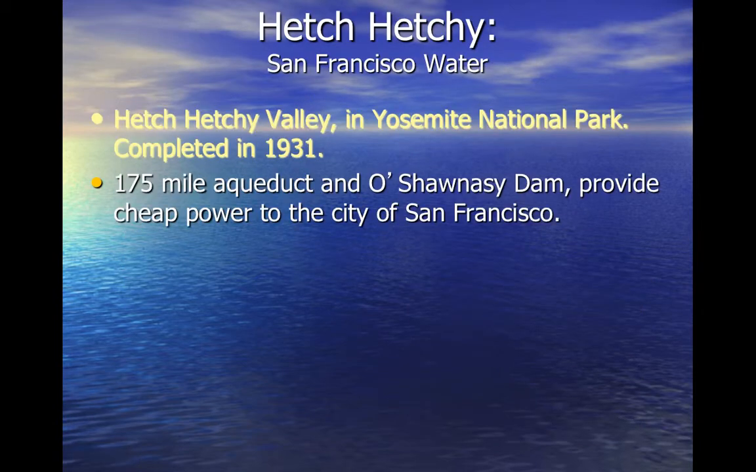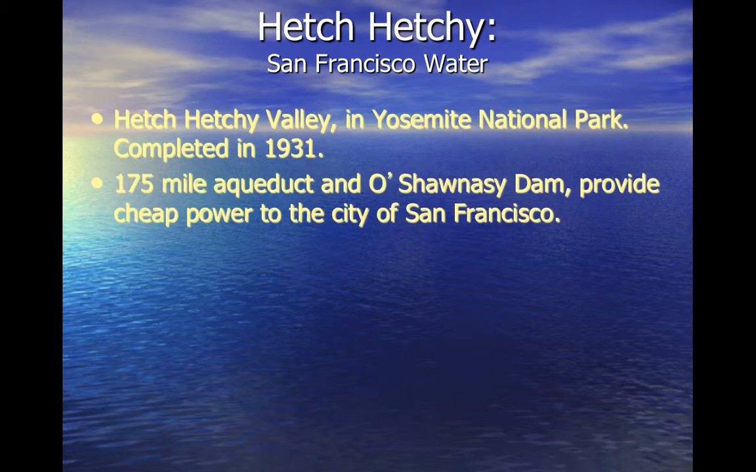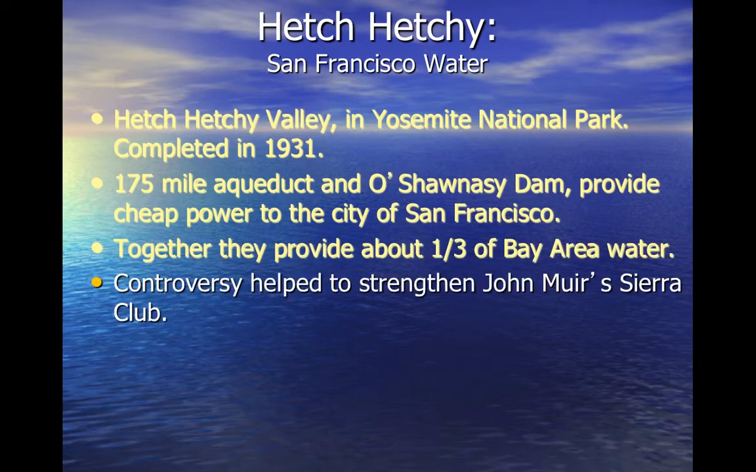The Hetch Hetchy is another one. Again, it was created in 1931. It's where they took an area off of the Yosemite National Park, and from there they diverted water downstream to provide water for the San Francisco Bay Area. And so there was controversy on that.